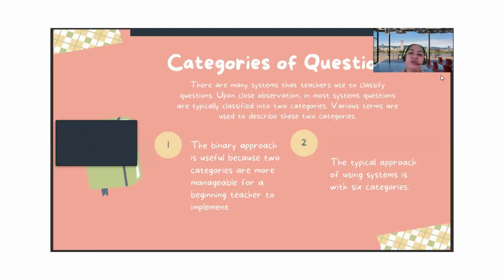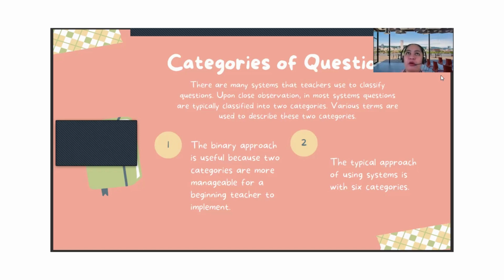So first is categories of questions, or the types of questions. There are many systems that teachers use to classify questions. Upon close observation, in most systems, questions are typically classified into two categories. Various terms are used to describe these two categories. So the first one is the binary approach, and the second one is the typical approach. The binary approach is useful because two categories are more manageable for a beginning teacher to implement. On the other hand, the typical approach uses systems with 6 categories.